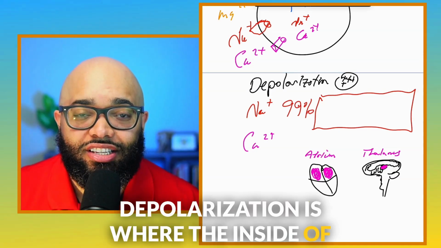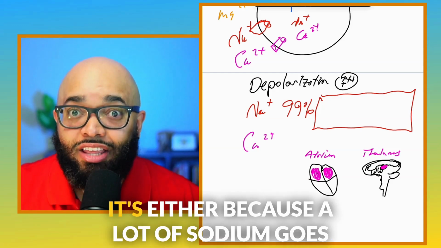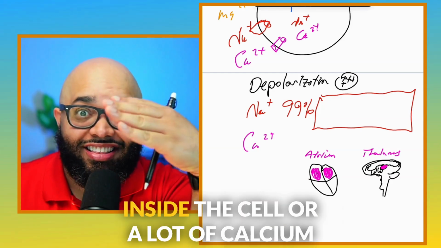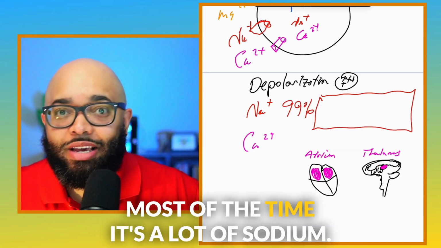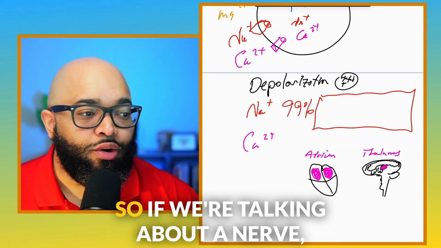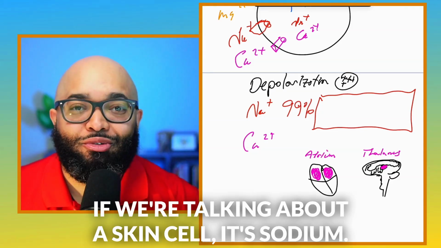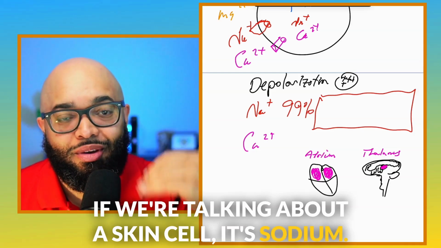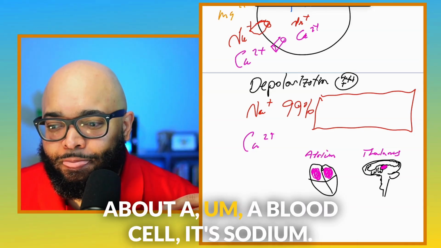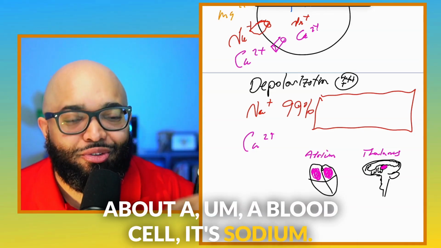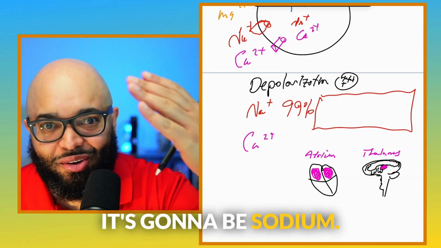Depolarization is where the inside of the cell becomes more positive. It's either because a lot of sodium goes inside the cell or a lot of calcium goes inside the cell. Most of the time, it's a lot of sodium. So if we're talking about a nerve, it's sodium. If we're talking about a skin cell, it's sodium. If we're talking about a blood cell, it's sodium. If we're talking about most cells, it's going to be sodium.